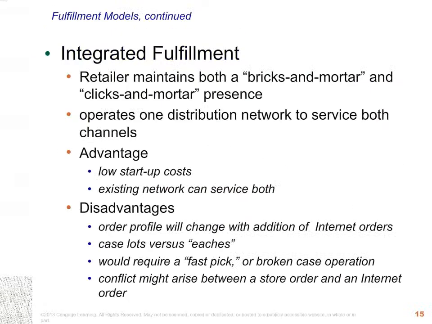So we have one distribution center that's fulfilling both the traditional retail store model and shipping directly to the end customer. Traditionally, how this works is we have channels already set up. We have a distribution center that's supplying or feeding our retail stores, so we're maintaining that brick and mortar situation. Now we're adding this idea of click, where we're servicing these people that need to get it directly. The advantages: low startup costs, and the existing network can service both. Disadvantages: the order profile will change with additional internet orders.